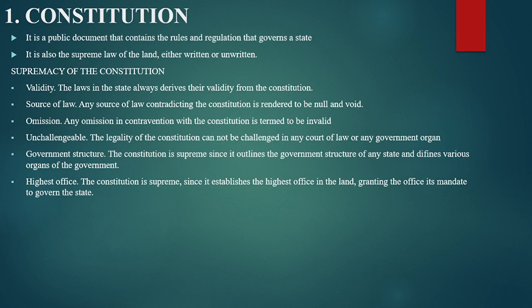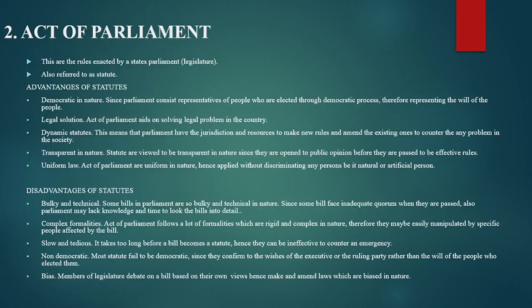The Constitution is supreme since it establishes the highest office in the land, granting the office its mandate to govern the state. For instance, in the United States, the US Constitution provides for the office of the President. So it is the supreme rule of the land, since it gives the office of the President the mandate to operate. The other source of rule is the Act of Parliament.